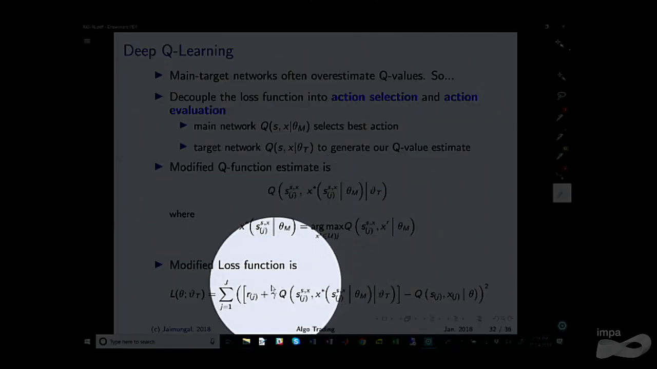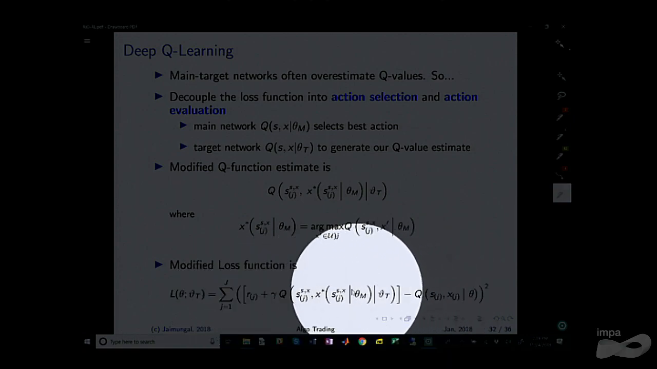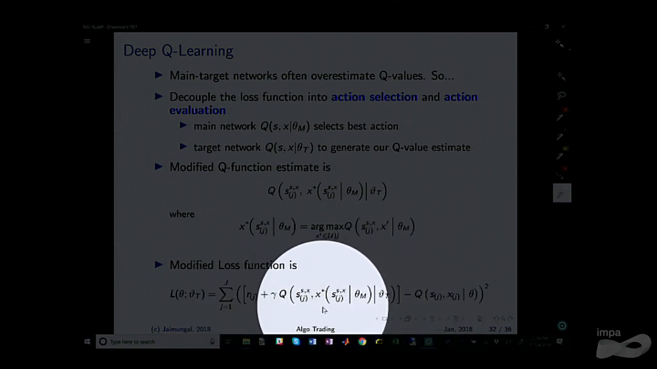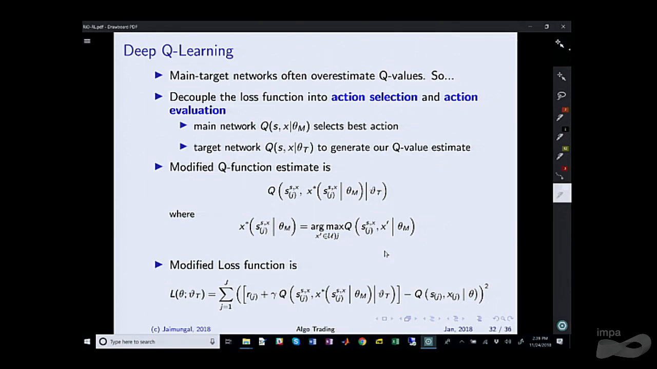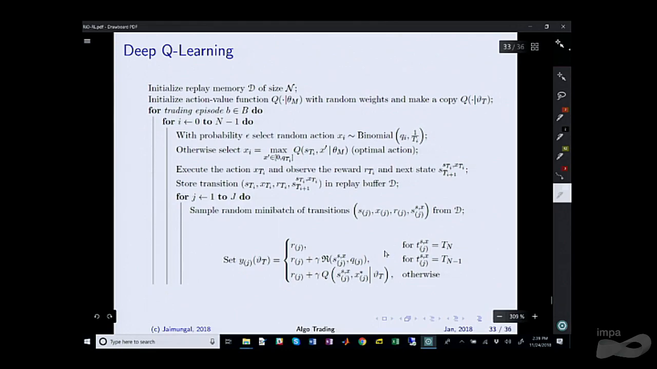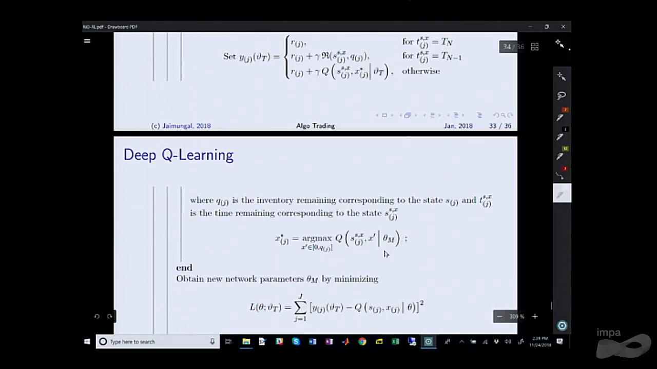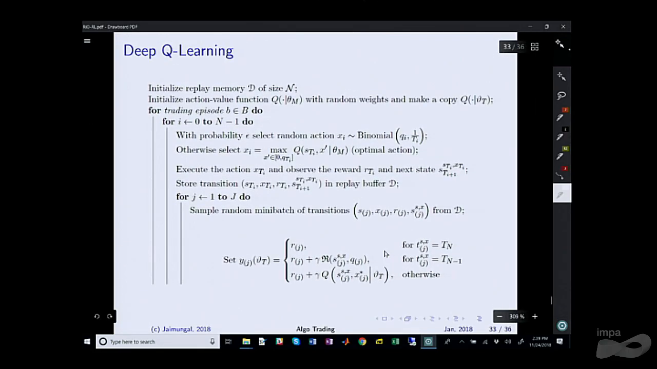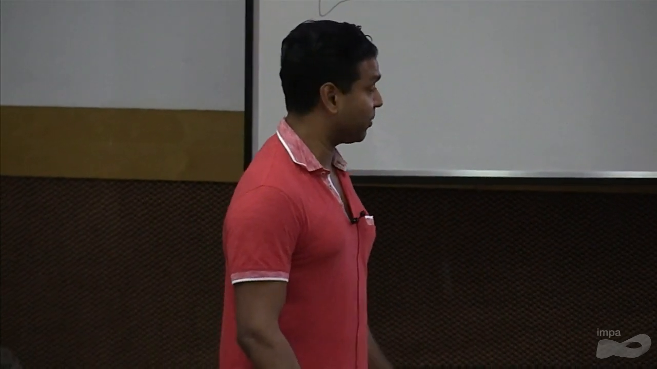And the loss is as you expect. It's exactly the same as before, except, like I said, this is x star. Okay, this is double deep Q learning. And here's an algorithmic version of it for the particular optimal execution problem. There's lots of nuances that we had to develop in addition to what I'm telling you to get this thing to fit within the framework of an execution problem.